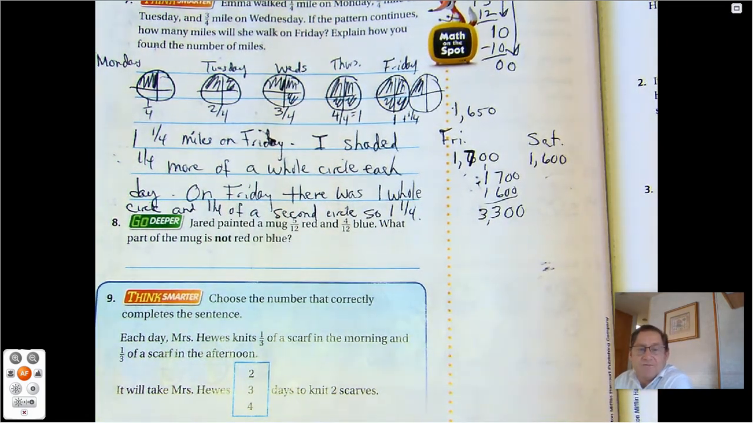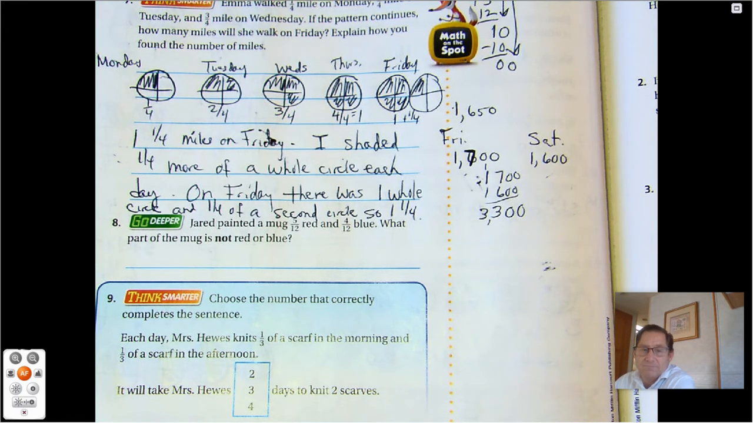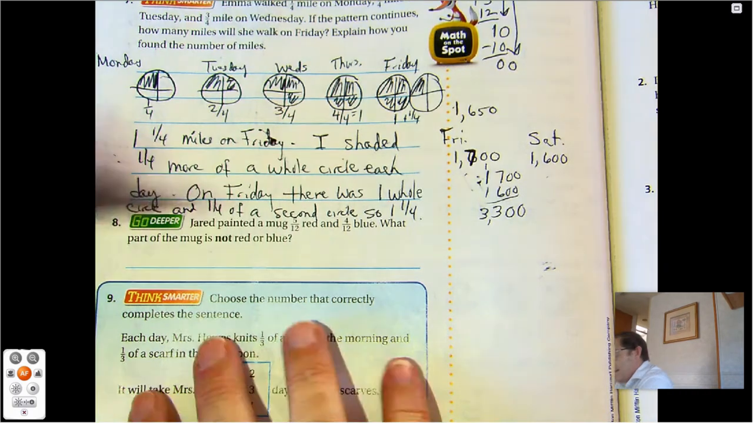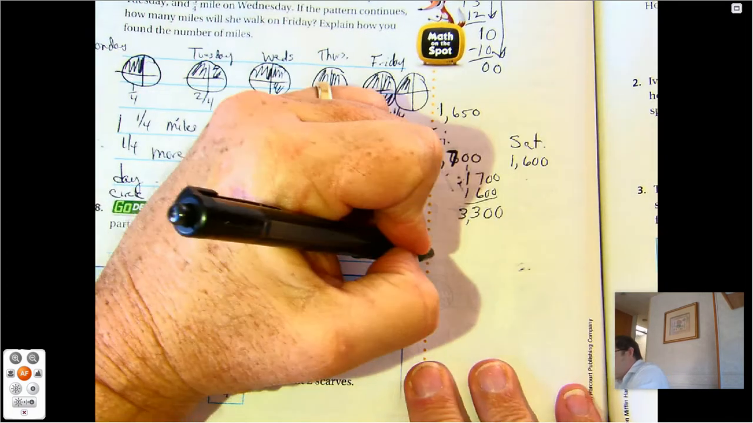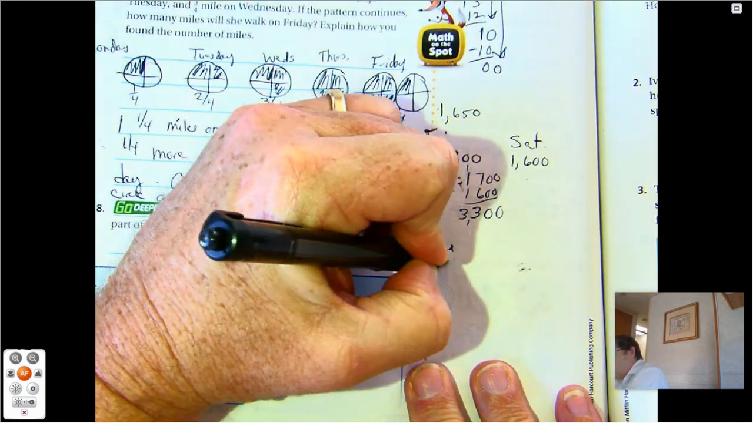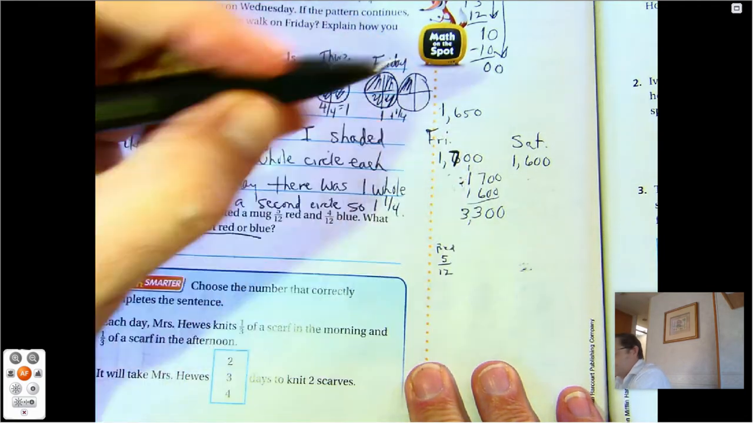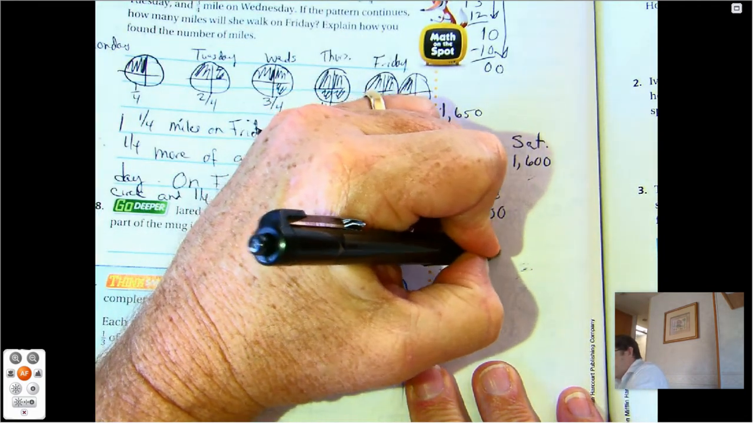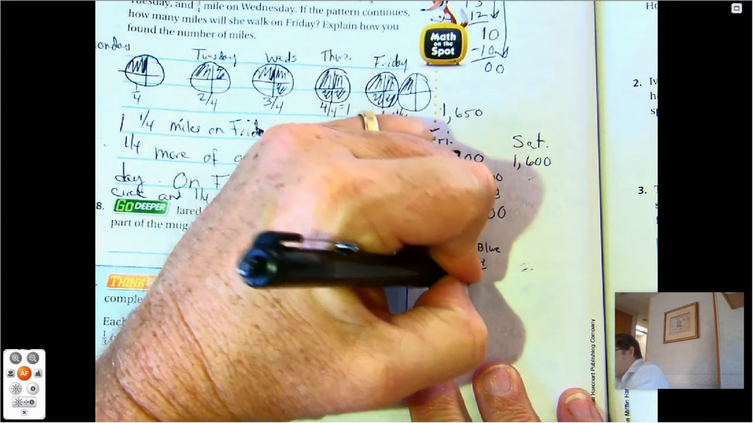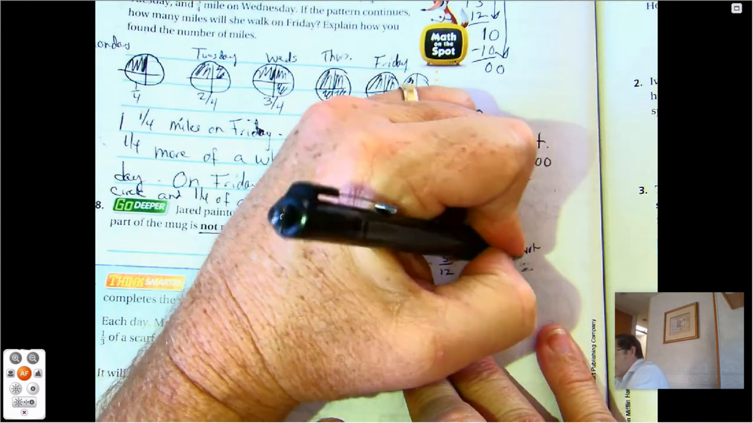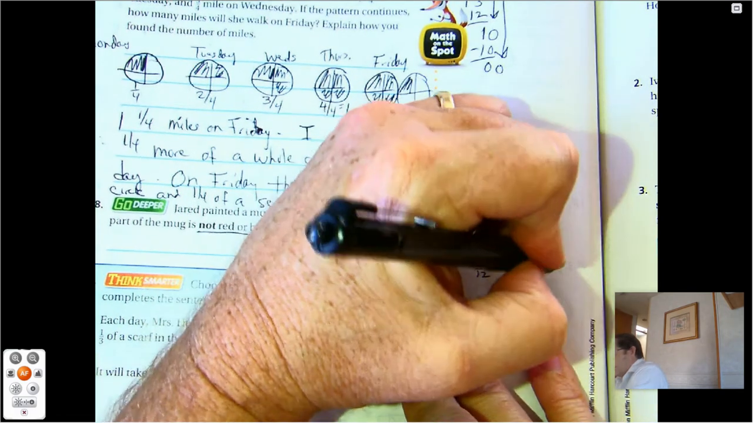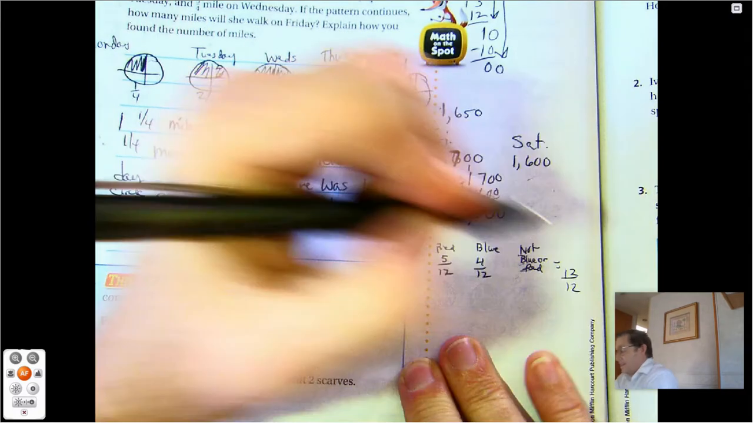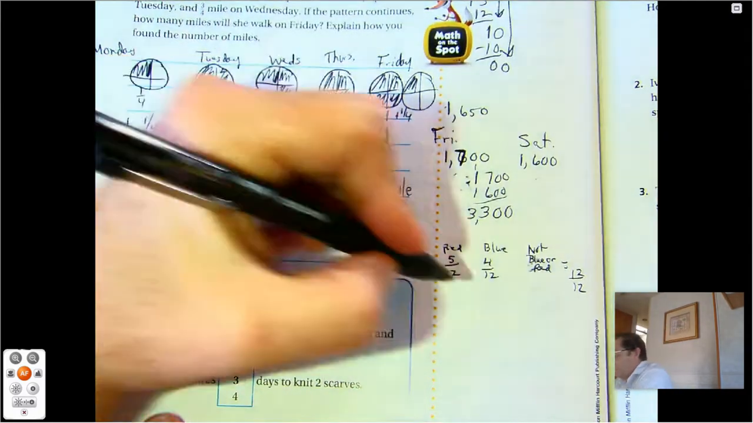Jared painted a mug 5/12 red and 4/12 blue. What part of the mug is not red or blue? Not red or blue. So red is 5/12. Blue is 4/12. Not blue or red. And it has to add up to 12/12.